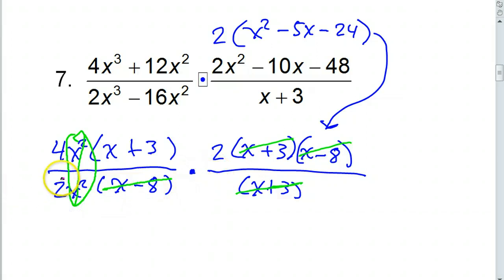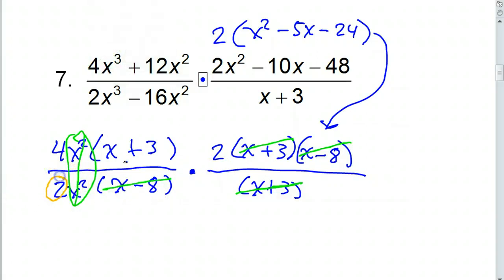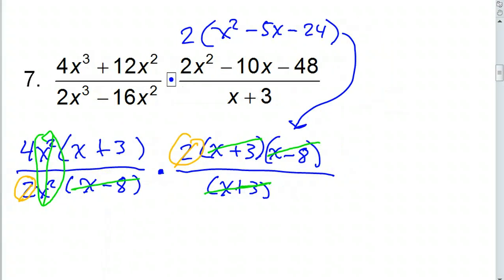Okay, and while I'm at it, I might as well cancel out these 2's. This 2 over here and this 2 over there. It doesn't matter if you multiply them first, but they're just right there, just asking to be canceled out, so I just canceled them out. They were like, please cancel me out, and I was like, okay.